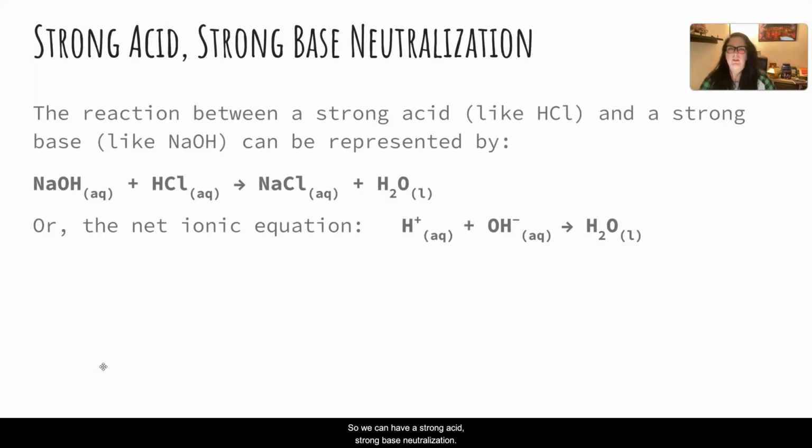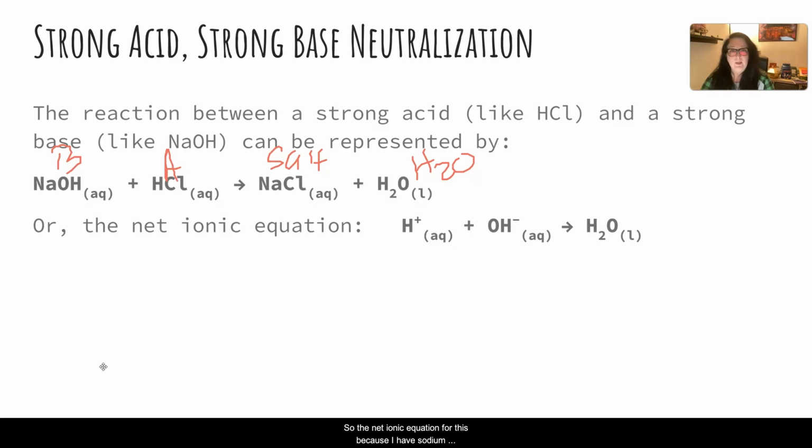So we can have a strong acid, strong base neutralization. So when that's happening, like hydrochloric acid and sodium hydroxide are the most popular, you're going to see a lot. And what we end up with is an acid plus base. So this is my base plus my acid. It gives me a salt plus water.